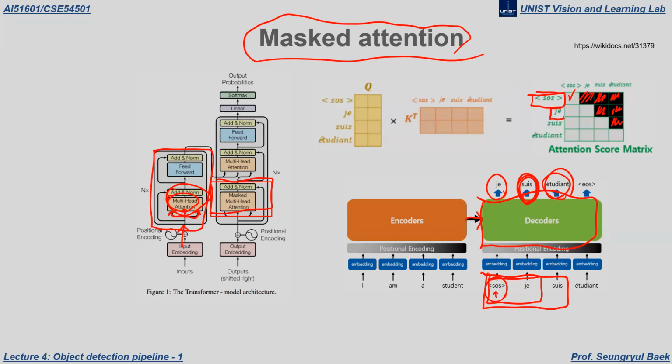And for obtaining this "Je", we will have attention for the first SOS and "Je". We can't see the later words when finding the attention value for a former word. So SOS can see itself only, and this one can see itself and previous words. On purpose, we mask the later words when calculating the attention for previous words. So this is the masked attention. It happens inside the decoder because of the decoder operation.